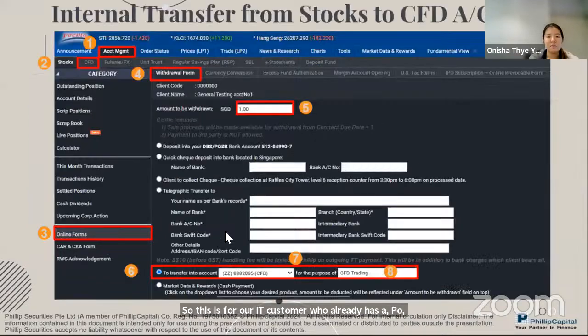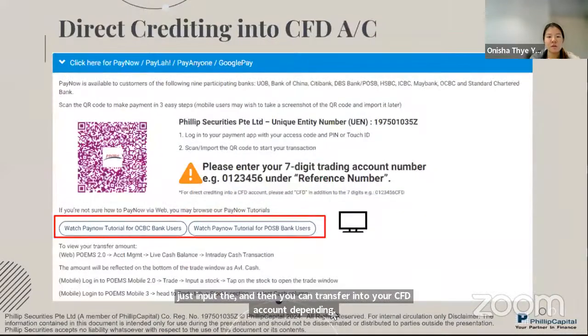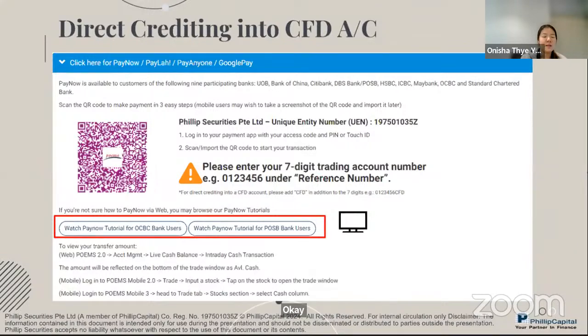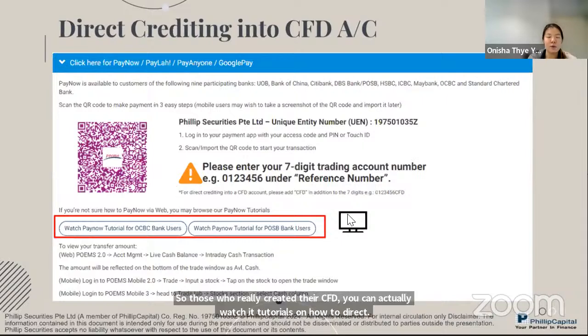Now there's the internal transfer from stocks to CFD. If you want to fund your account, this is for our existing customers. You go to account management, CFD, and then online forms for the withdrawal form, input the amount, and then you can transfer into your CFD account. There is also direct crediting to our CFD account. Those who have already created their CFD account can watch the tutorials on how to direct credit your funds into our CFD account. You can go to our website, payments, and see.